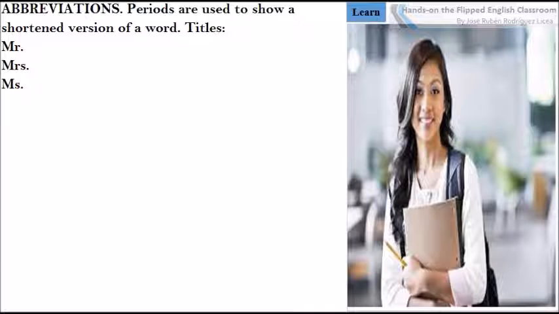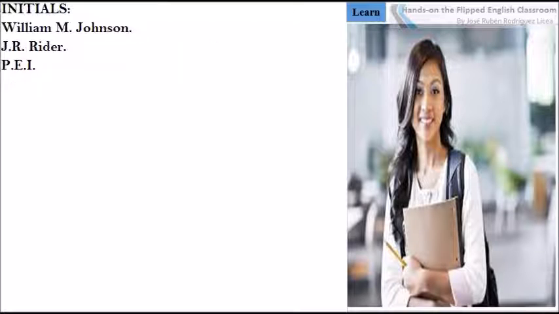Abbreviations. Periods are used to show a shortened version of a word. Titles: Mr., Mrs., Miss. Initials: William M. Johnson, J.R. Ryder, P.E.I.